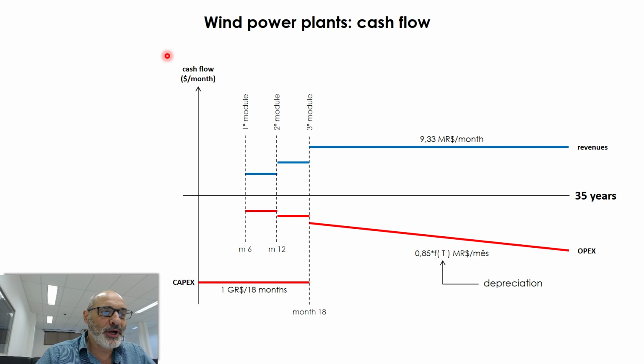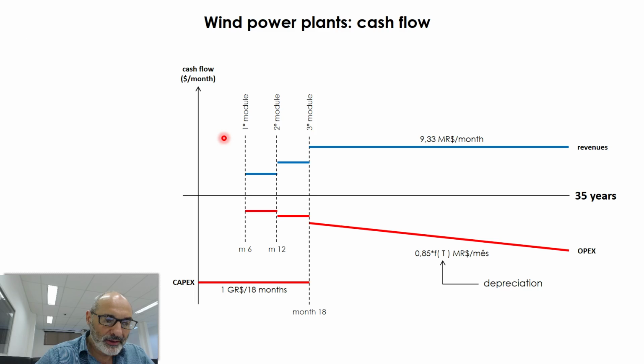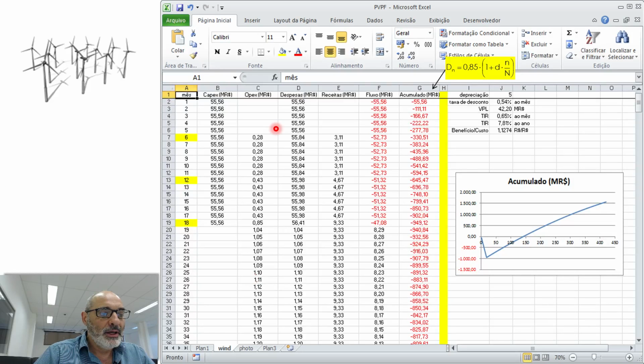Okay. So this is the structure of our cash flow, and what we have to do is to implement that in a spreadsheet, which is done here. You see, this is the capital expenditure. The months is here. So the capital being spent from month 1 to month 18. So this column here represents this curve here. Just to be very clear.